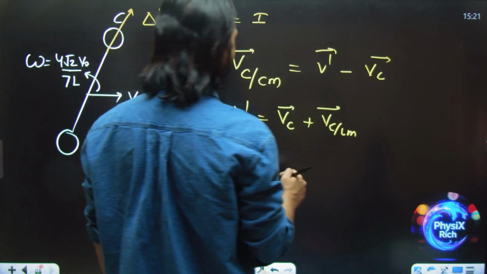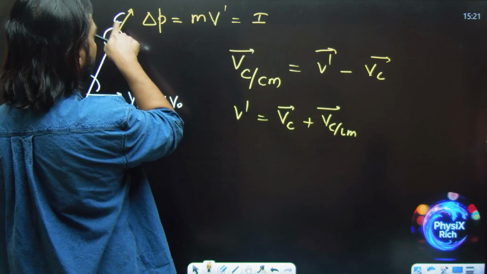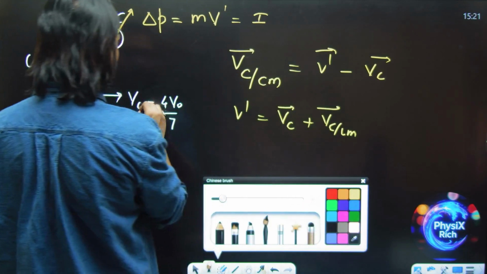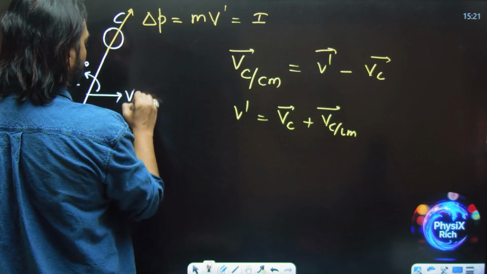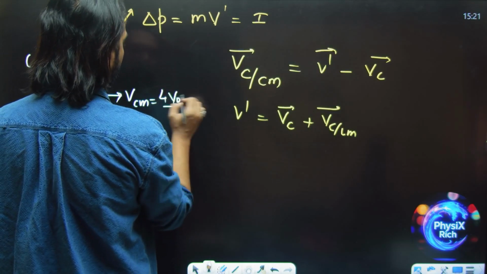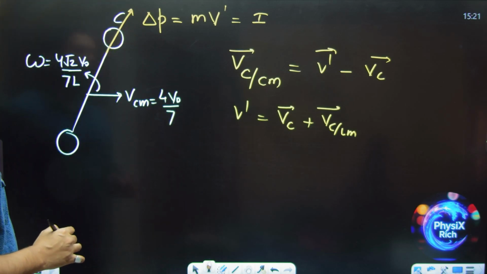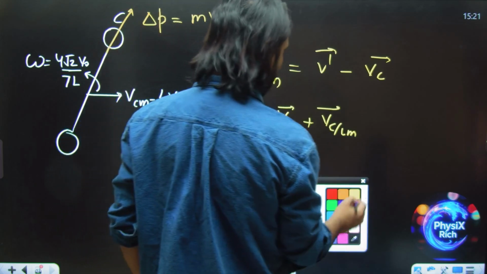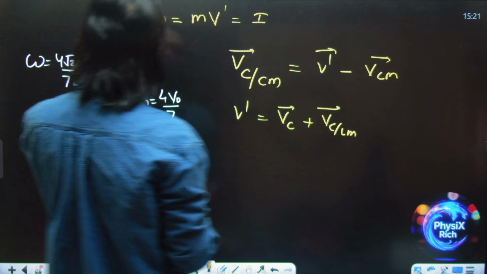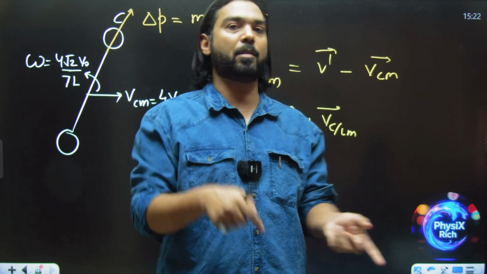Now, it's become a little confusing because of the nomenclature. The point itself is also C, and the velocity of center of mass is also C. So you know what we should do? We should start calling this VCM. VCM is equal to 4 V naught by 7. All right. And this is VCM. Now it's fine. So the velocity of this point will be the velocity of center of mass plus its velocity in the frame of center of mass.